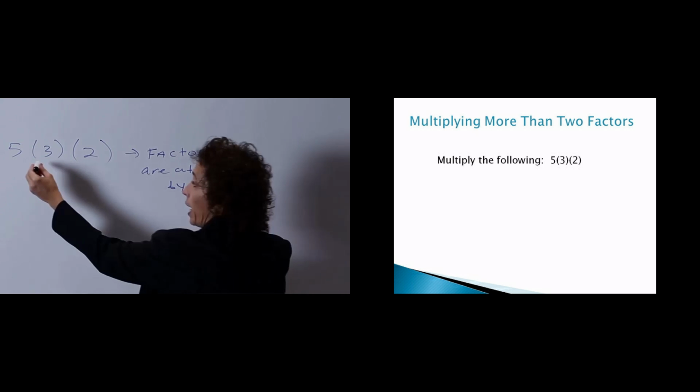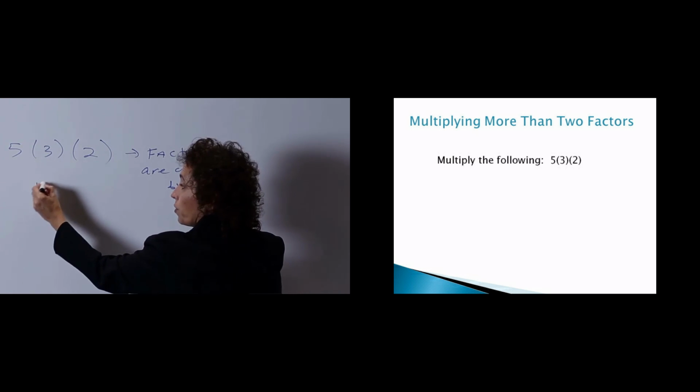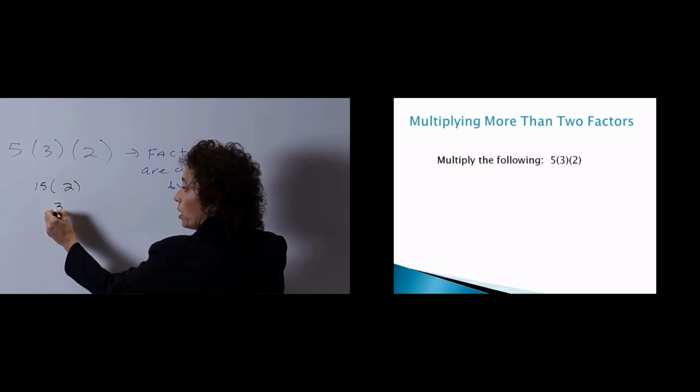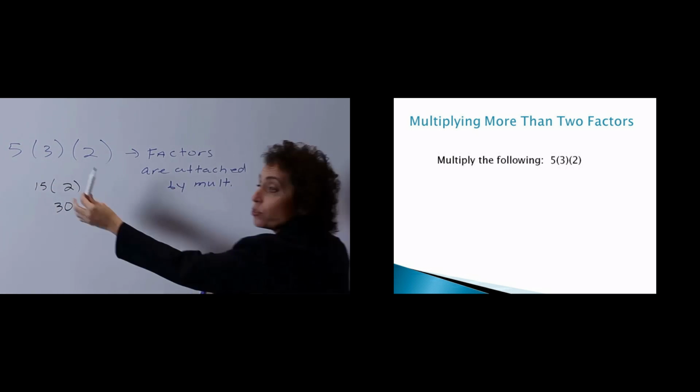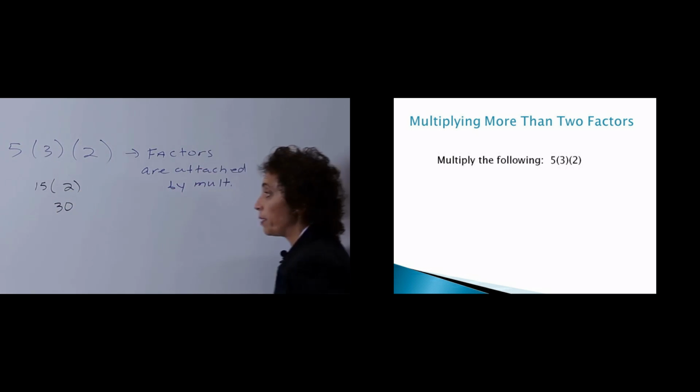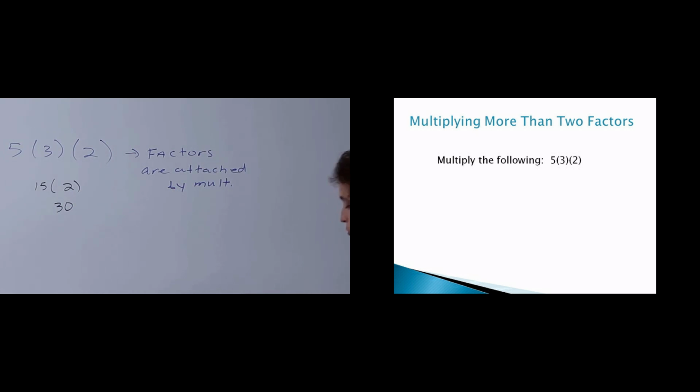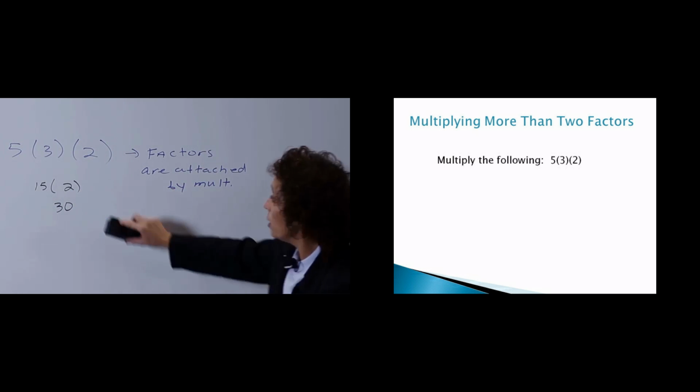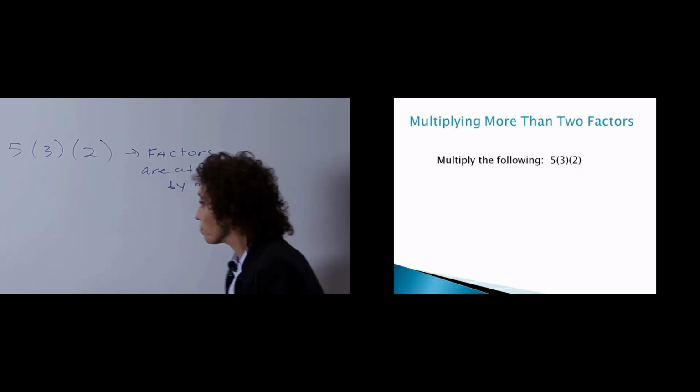So if I wanted to, I could do 5 times 3 is 15, times 2 is 30. I could do that. Multiply the first two, and then multiply the answer by my next. Remember, we got 30. Or if I didn't want to do it that way, if I wanted to, I could multiply the last two.